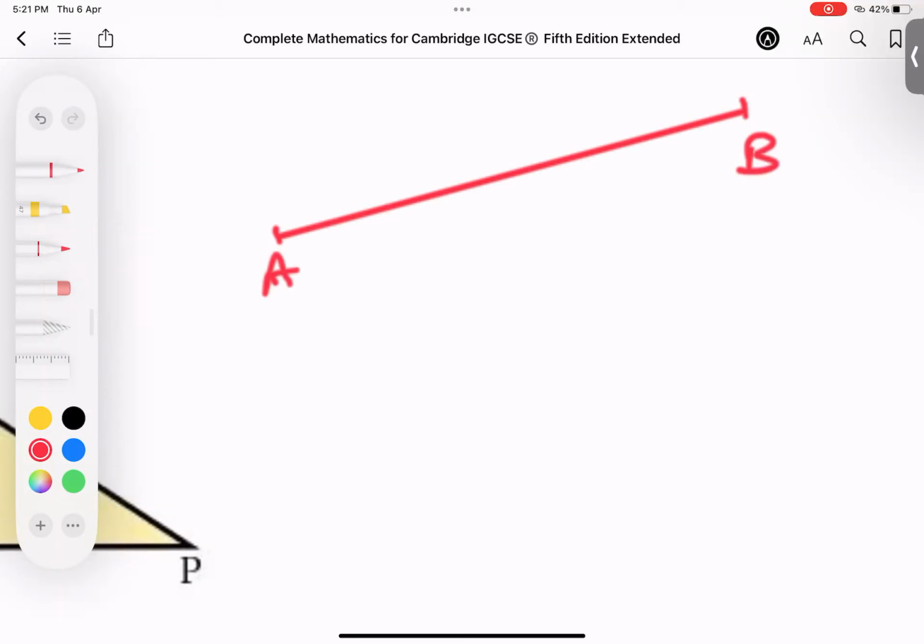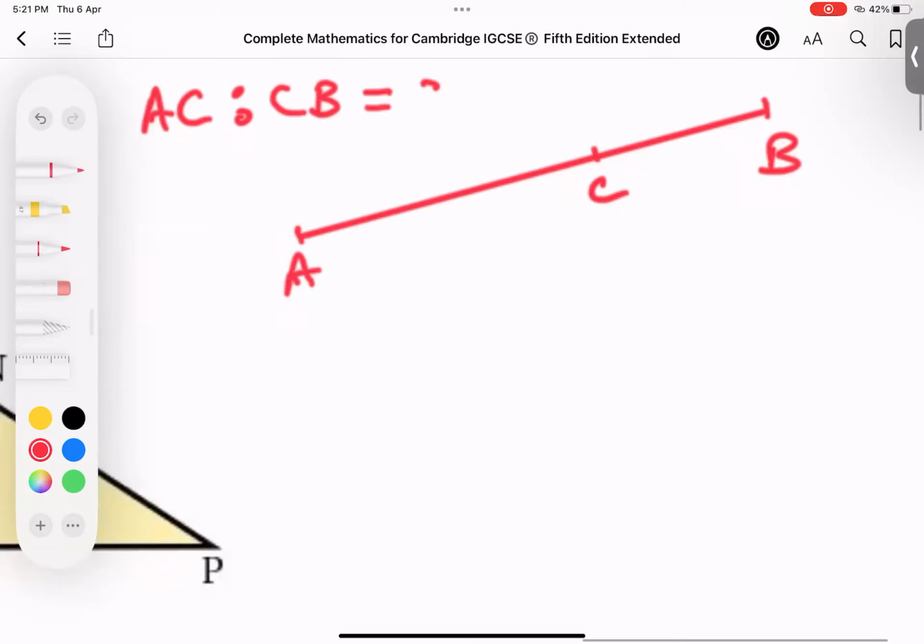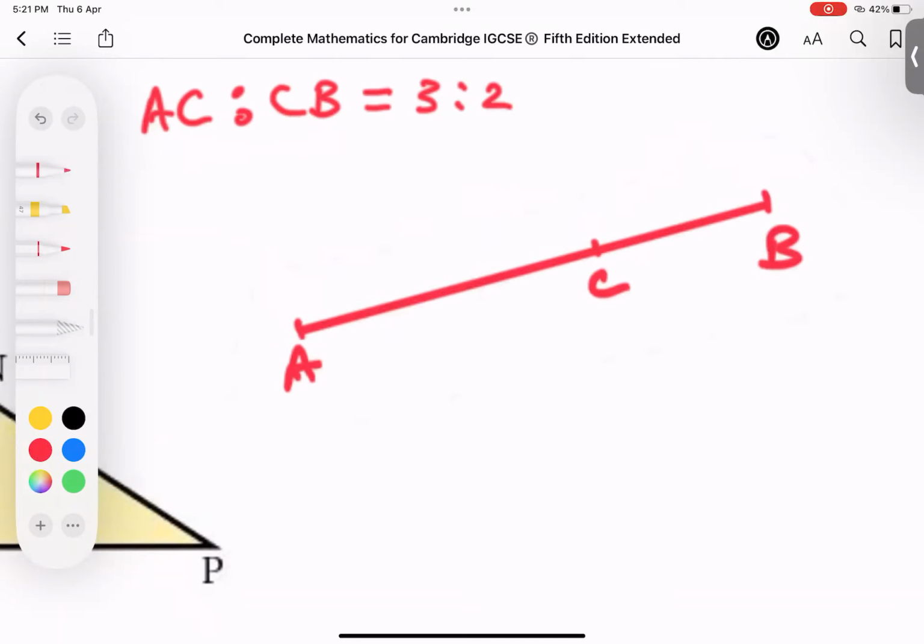Okay. And AB, and let's say C is in the middle. This is A to C ratio, C to B, equals 3 ratio 2. This is a very important concept I'm going to teach you, and you will listen to me very carefully. I repeat, A to C is 3 ratio and C to B is 2 ratio. This is a very important part of the chapter.